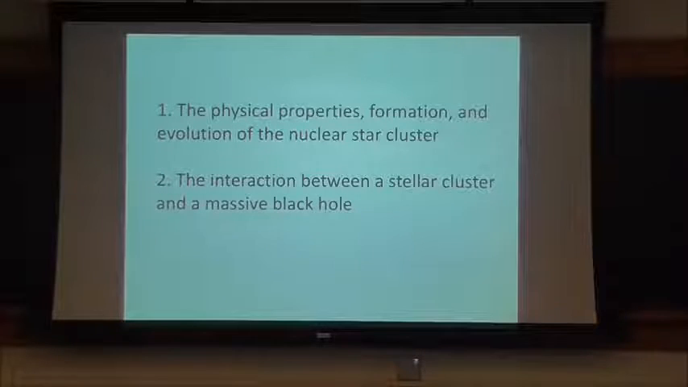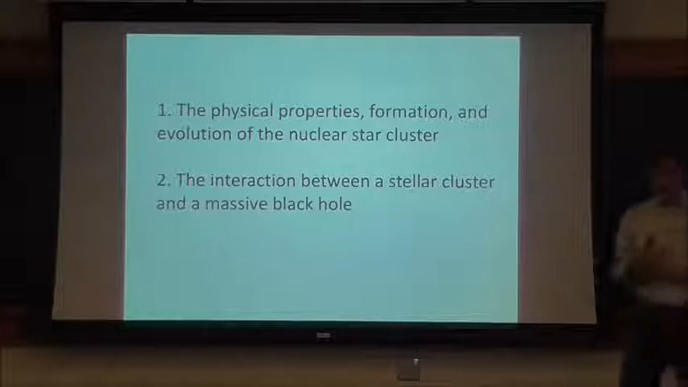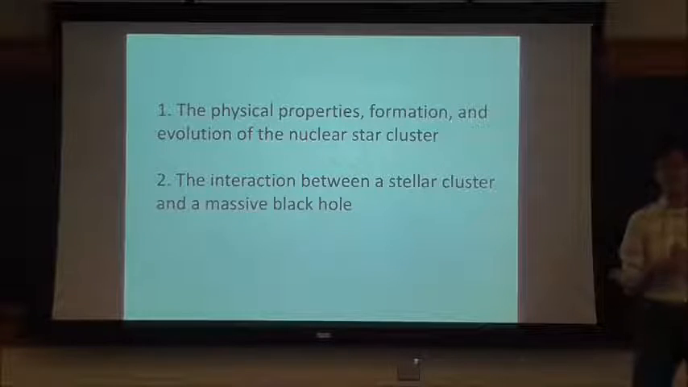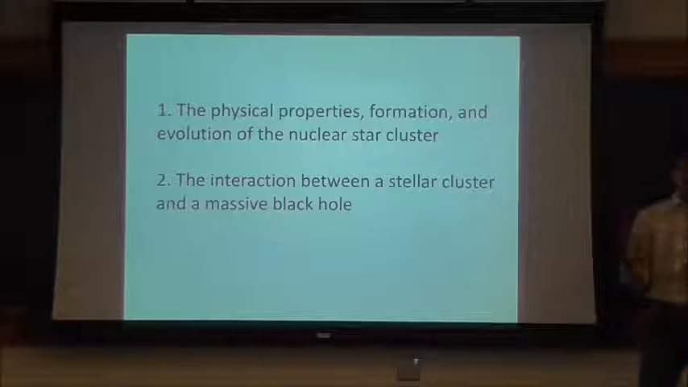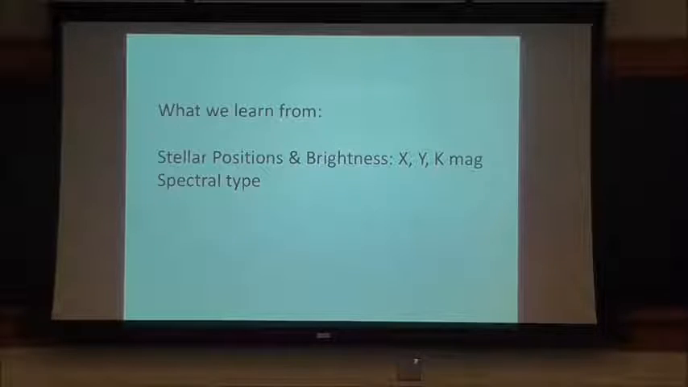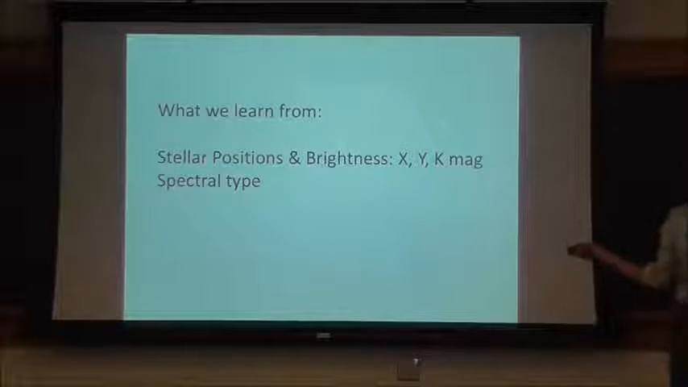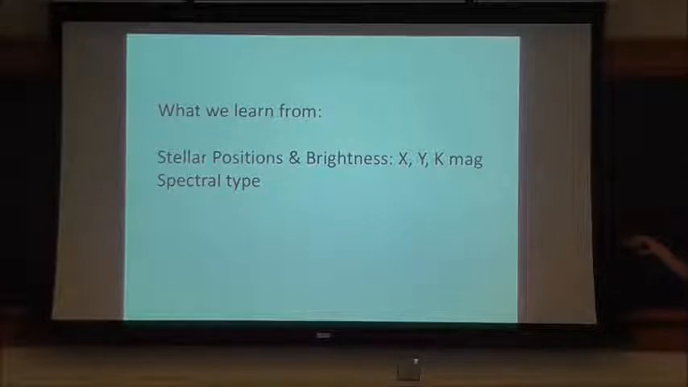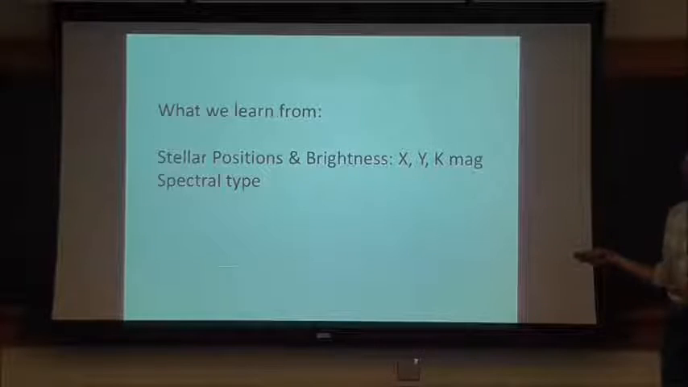Okay, since I'm an observer, I kind of go through this in terms of what I can measure, and then how these measurements connect to the science. So that's the way I'm going to structure this talk. Let's start out with just images and spectroscopy. With imaging, you can get the positions of stars from measuring astrometry, and then you can get the brightness of stars. From spectroscopy, you can get the spectral type.